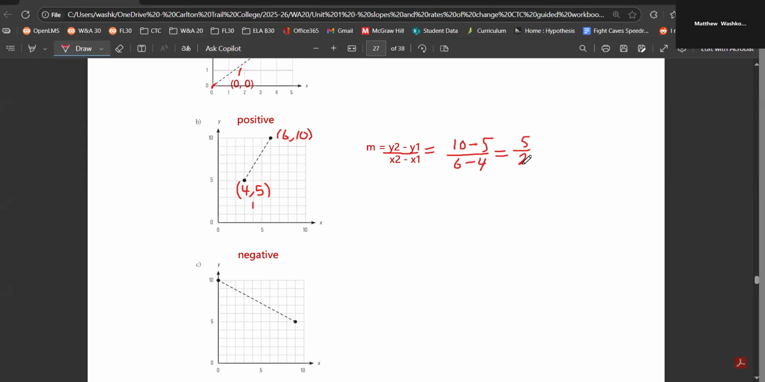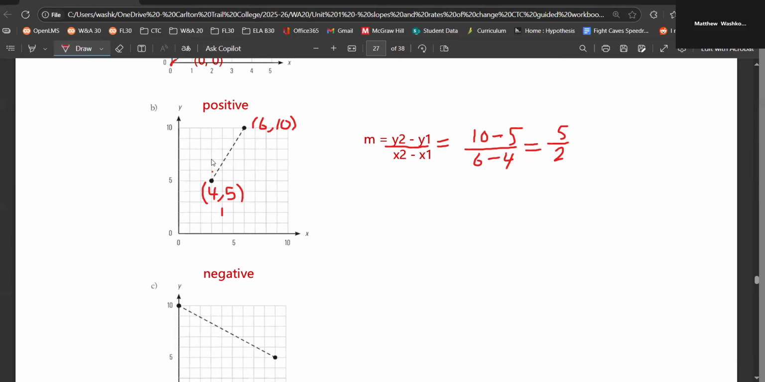5 over 2. Is that right? I can check. So I should go up 5. 1, 2, 3, 4, 5. And I should run 2. Wait, what did I just goof up? Oh, sorry. Okay. See, this is why it's important to check.